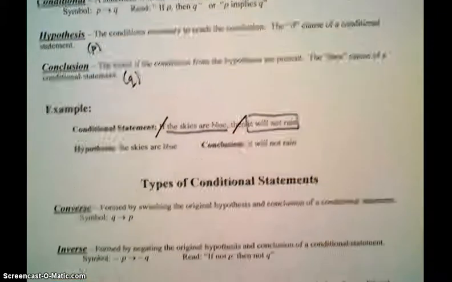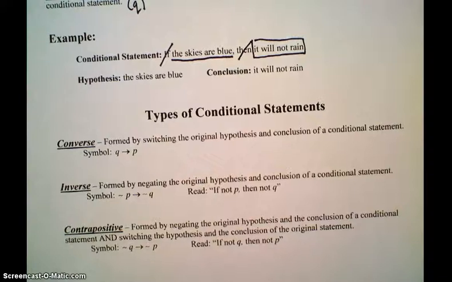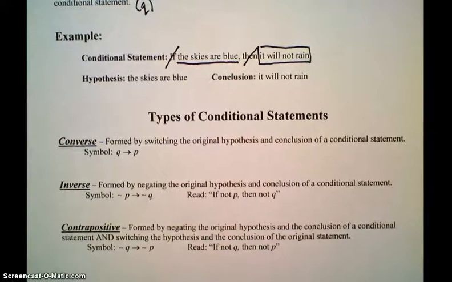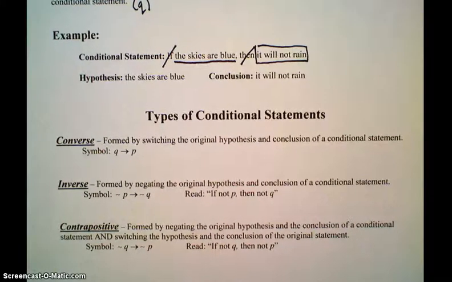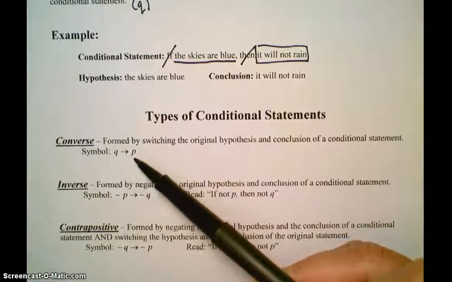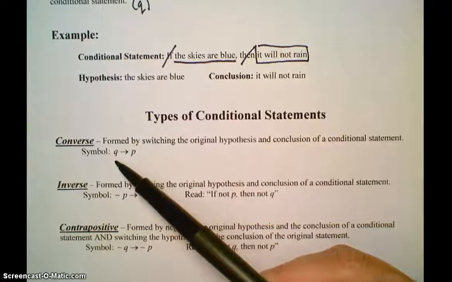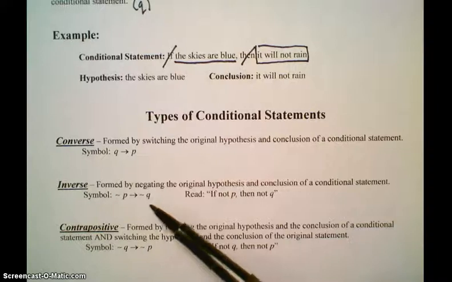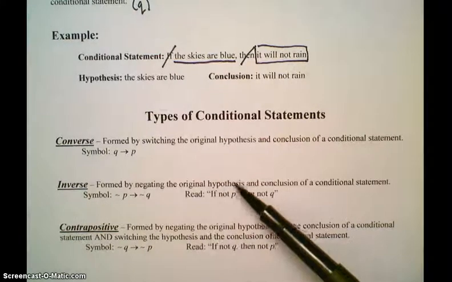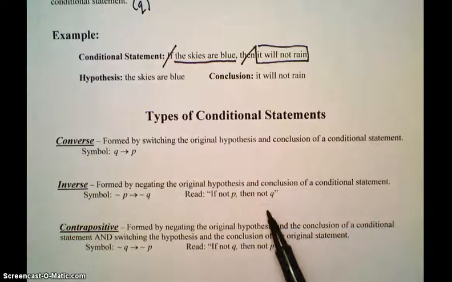Okay, then towards the middle of the page, we have the types of conditional statements. A converse is formed by switching the original hypothesis and the conclusion. Symbol, notice, Q implies P. If Q, then P. Also notice the original conclusion is now becoming the hypothesis. Inverses, we negate the original hypothesis. So if not P, then not Q.